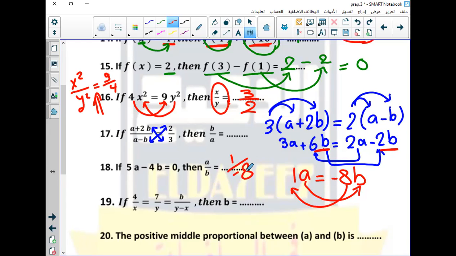Number 19, 4 over x equals 7 over y equals b over y minus x. Y minus x here will be y minus x, then it will be equal to 7 minus 4, then b equals 3.